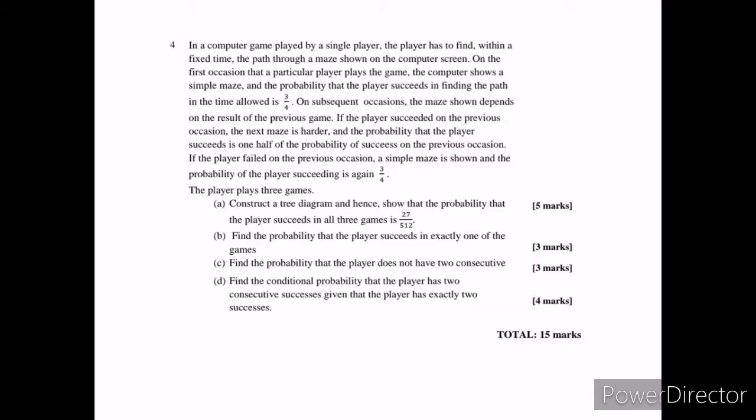If the player succeeded on the previous occasion, the maze is harder. The probability that the player succeeds is 1/2 of the probability of success on the previous occasion. If the player failed on the previous occasion, a simple maze is shown, and the probability of the player succeeding is again 3/4. The player plays 3 games.